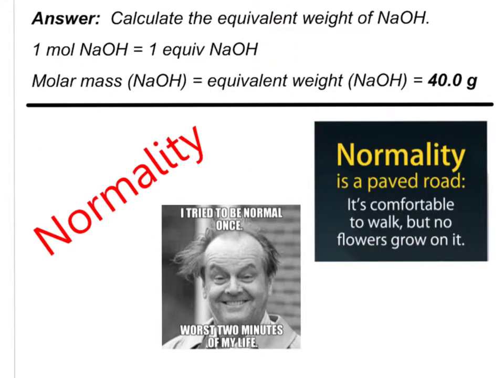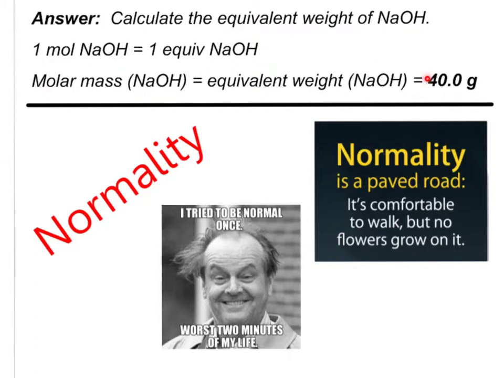Well, this was a very easy problem because sodium hydroxide only furnishes 1 hydroxide ion. Therefore, 1 mole of sodium hydroxide is equal to 1 equivalent of sodium hydroxide because sodium hydroxide only produces 1 hydroxide ion. And therefore, the molar mass is equal to the equivalent weight. So this is, in essence, its molar mass, 40.0 grams. That's also the equivalent weight for sodium hydroxide.